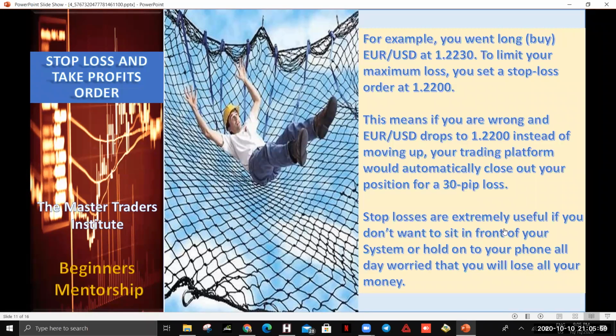Stop losses are extremely useful if you don't want to sit in front of your system or hold your phone all day worried that you will lose your money. Some people, you see them trading, they are holding their phone, walking on the street because they are monitoring a trade. No. As an expert trader, you place your trade, you put your stop loss, and two things will happen. You come back, it's either you're making money or what? You've lost that money.